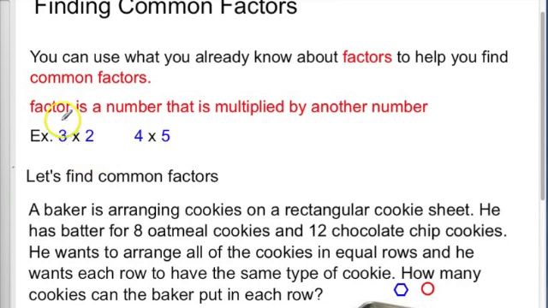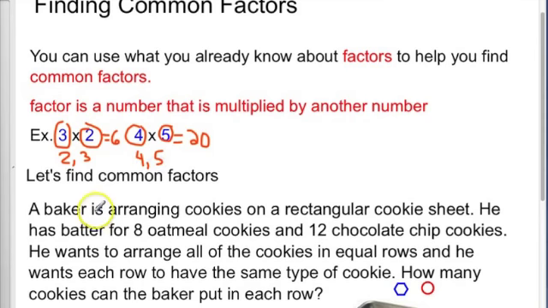3 times 2. The digit 3 and the digit 2 are both factors. 4 times 5, the digits 4 and 5 are factors. And we know that the product of 2 times 3 is 6, and the product of 4 times 5 is 20. The factors of 6 are 2 and 3. And when I'm listing factors, I would list them in numerical order.